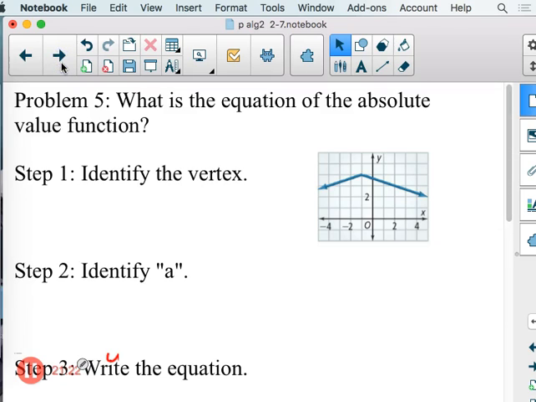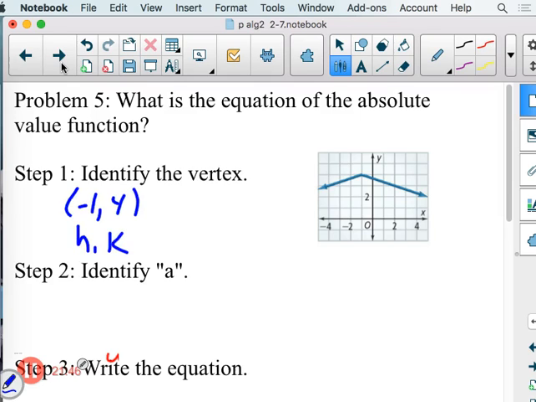They want us to write an absolute value function. And you know what? It's not hard, because all we have to do is come up with 3 numbers, A, H, and K. A is the slope of the right side of the graph, and H and K is the vertex. So identify the vertex. What is it? There it is. And that is H and K.